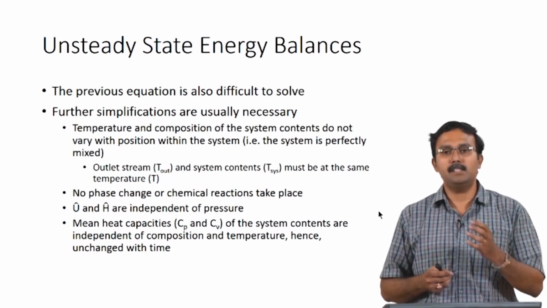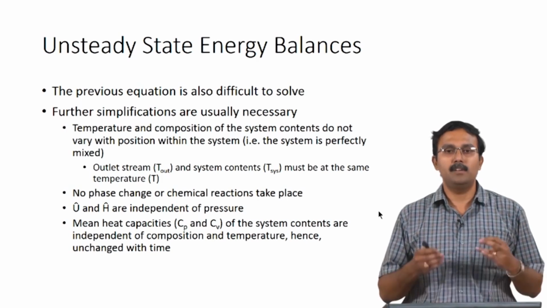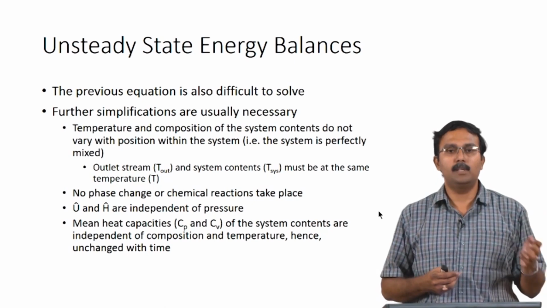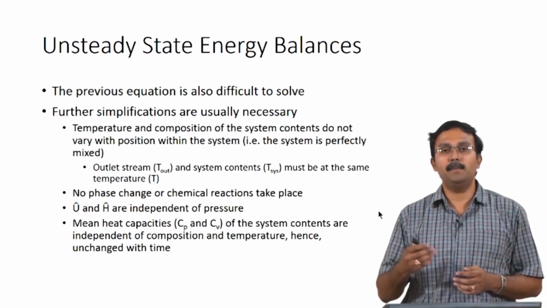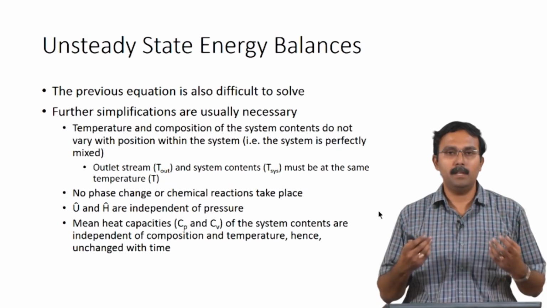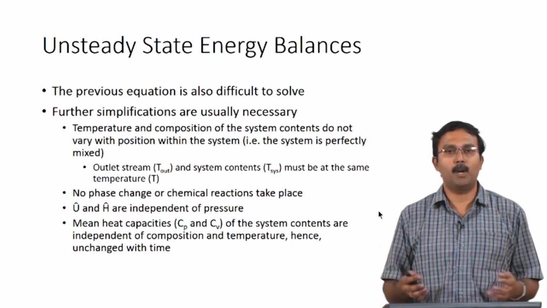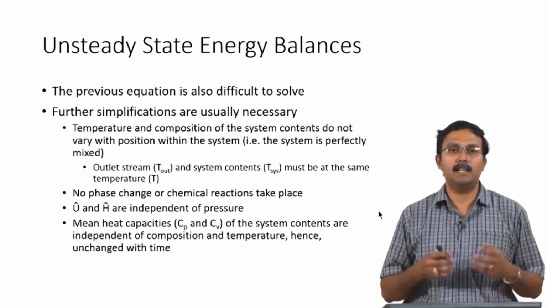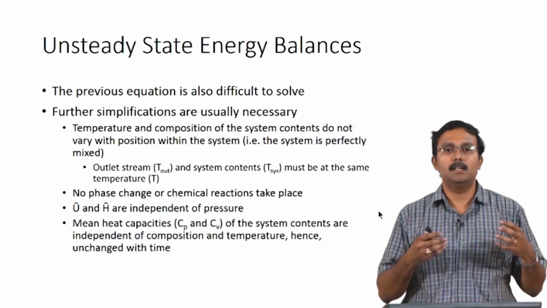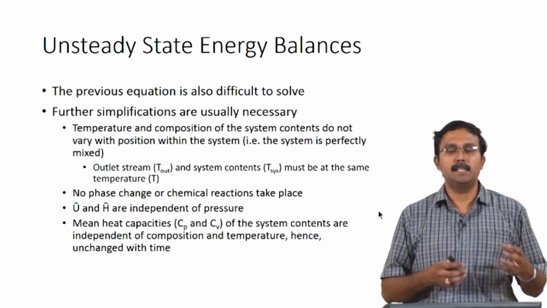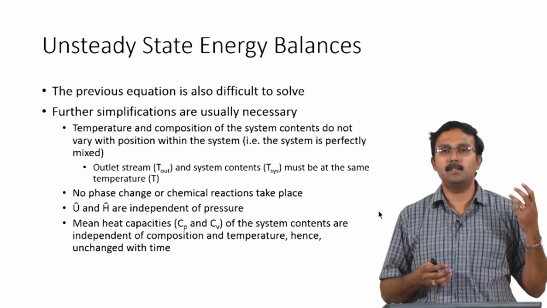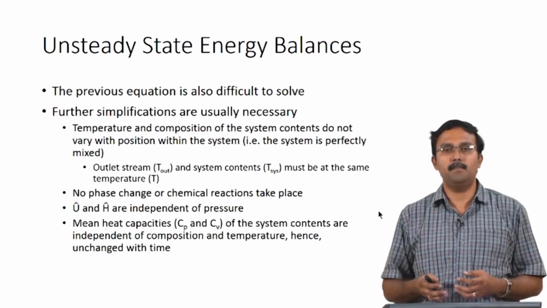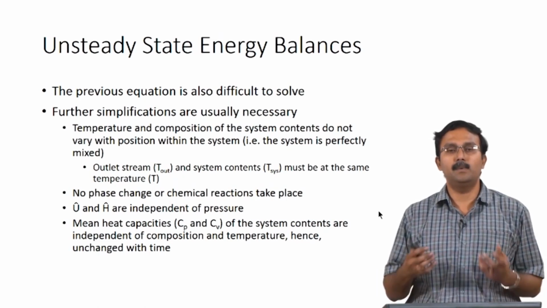There cannot be any phase change or chemical reactions taking place. If those are there, then the equation becomes more and more tedious. U cap and H cap have to be independent of pressure. If there is going to be pressure dependency, then the problem would require many other correlations to be brought in, which will make it extremely difficult to solve. The mean heat capacities of the system, Cp and Cv, which is the Cp mixture which we calculated earlier, have to be independent of the composition and temperature, and hence unchanged with time.